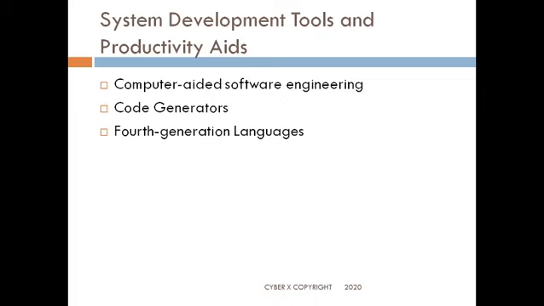So what are the various tools and the productivity aids which help in the system development? You could have computer aided software engineering, CASE, that could form part of this. You could have code generators, or fourth generation languages.